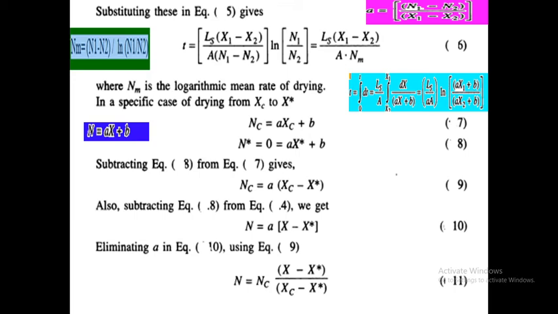This is equation number 11. From equation 6, what is equation 6? T is equal to Ls into x1 minus x2 by capital A into n1 minus n2 ln of n1 by n2. This is equation number 12. Replacing n1 and n2 in terms of Nc and N star. So Nc is nothing but the rate of drying at the constant rate period. N star is the equilibrium rate. And also capital X1 and X2 in terms of Xc and X star.